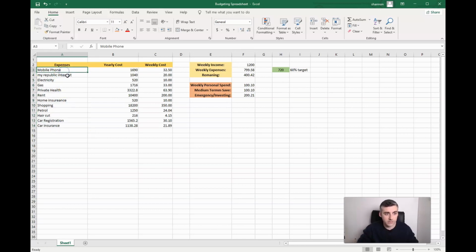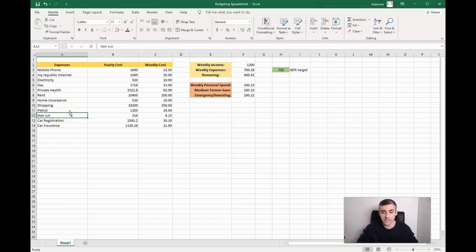So things like your personal mobile phone, your internet, electricity, gas, if you have private health, if you're paying rent for your house or yearly rent for your house, home insurance if you own your own home, how much you would pay for shopping per week or on a weekly basis, petrol, if you get things like haircuts or manicures.